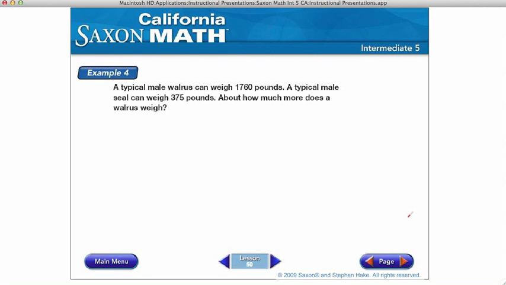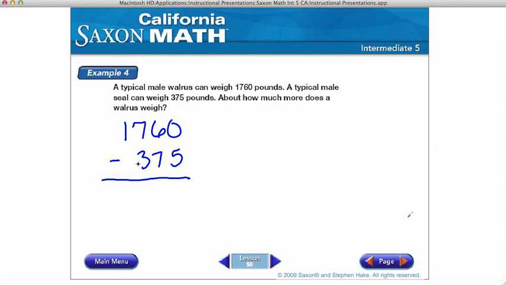A typical male walrus can weigh 1,760 pounds. A typical male seal can weigh 375 pounds. About how much more does the walrus weigh? Well, we're going to use some compatible numbers, okay? So I can round this in a few different ways. I'm going to show you one option. I'm going to start by writing the original problem. Okay, and since I'm finding about how much more, I'm going to subtract.